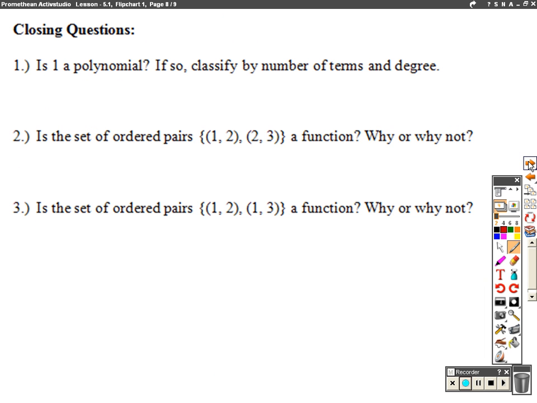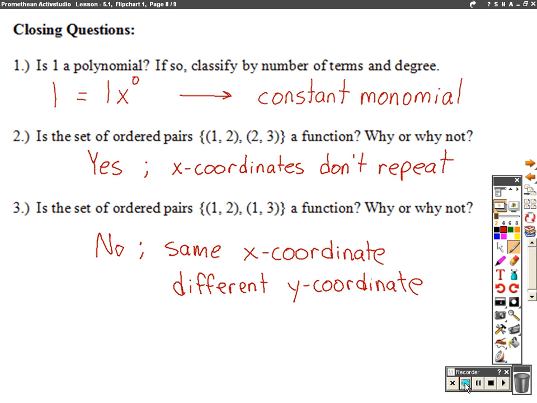On to the closing questions for the last page here. Go ahead and pause the video and work on these, and then resume playing to check your answers. Okay, I'll quickly discuss these closing questions, particularly number 1. It says, is 1 a polynomial?